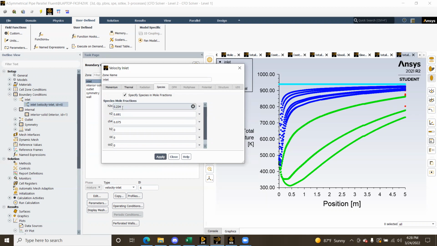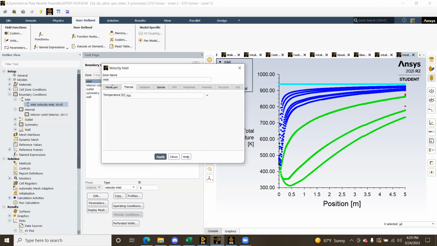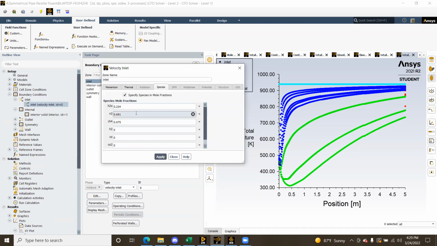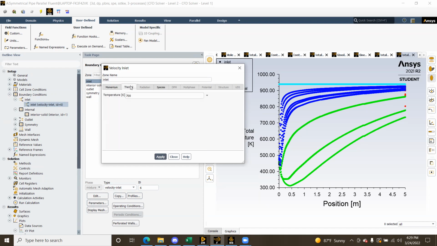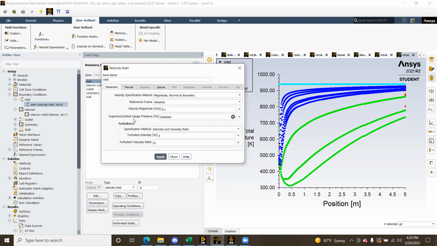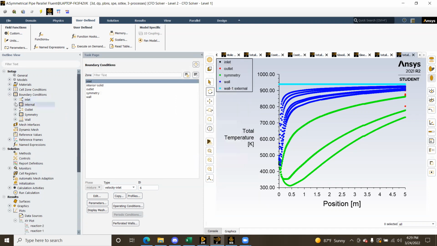For the species mole fractions, I started out with 0.234 for the water, 0.691 for the nitrogen, 0.075 for the methane, and 0 for the rest. I think these might be able to be varied, and we might want to tinker with that in the future. But first we should probably establish that we can get consistent results with the industrial pipe whatsoever, and then perhaps change the mole fractions, inlet temperature, and the velocity magnitude. Okay, so moving on to the outlet.